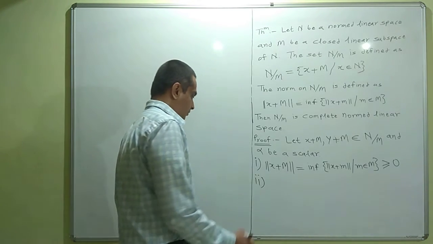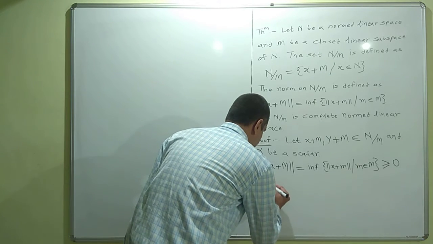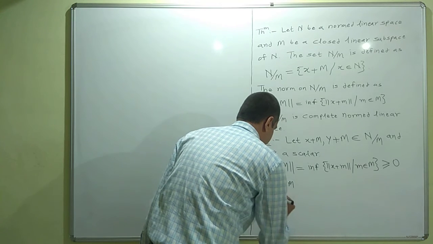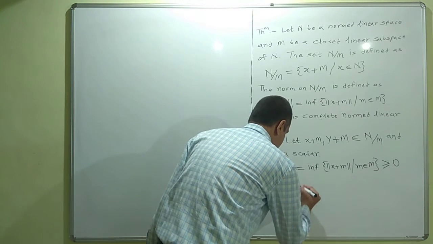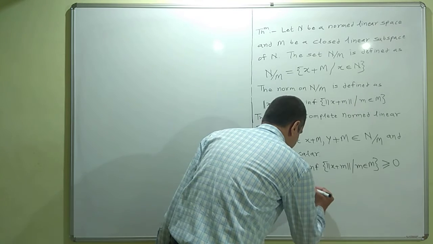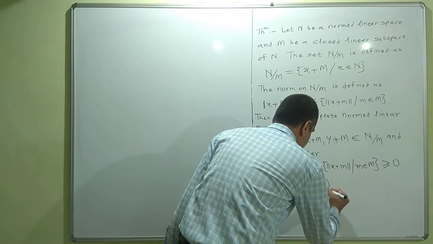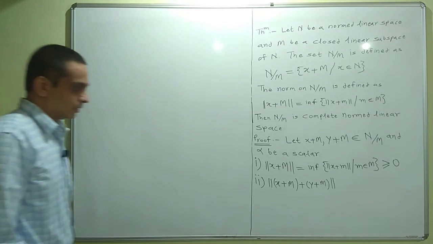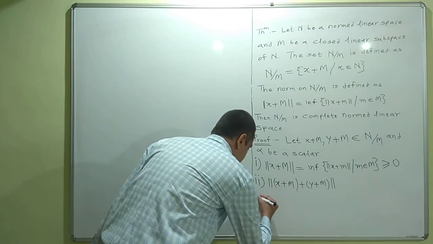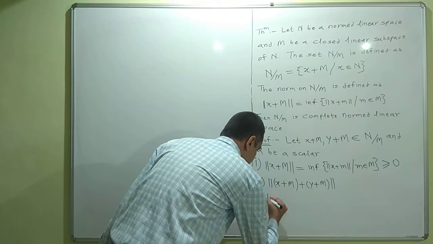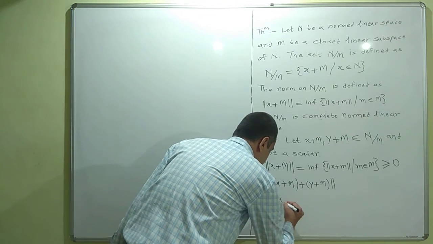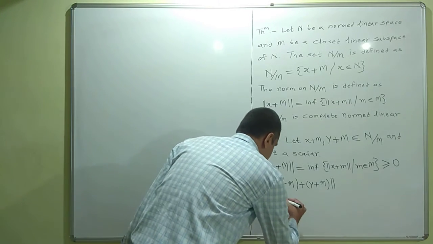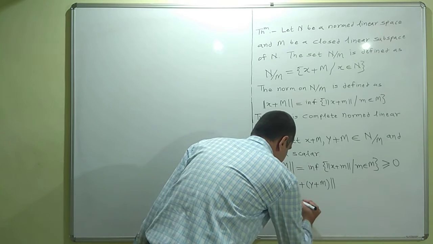The second property which we will prove is the triangle inequality. Norm of x plus M plus y plus M. By definition of addition of cosets, this is equal to the norm of x plus y plus M.